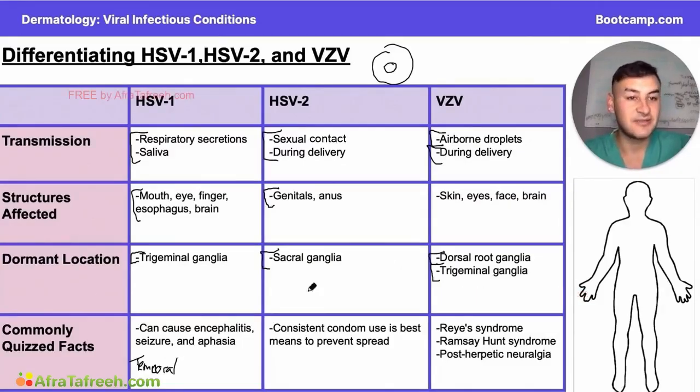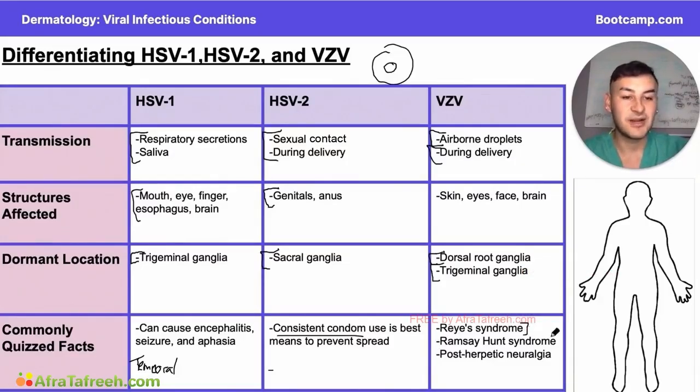Some facts about HSV2, it is an anogenitally transmitted disease, so consistent condom use is the best means to prevent spread, okay? A common distractor they will try to give you is saying, oh, let's put the patient on long-standing valacyclovir oral therapy so they don't get lesions. That's never the answer. The answer is going to be consistent condom use. That's the answer they want you to pick. Additionally, they may make mention of children with genital lesions, and that's going to be heading you in the direction of sexual abuse, okay?